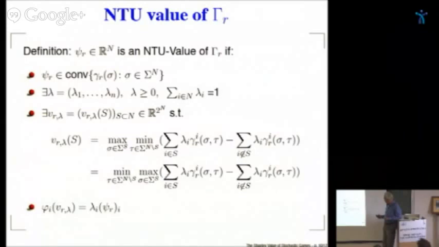And so we have as a conclusion that for every fixed R, if we look at the R-discounted stochastic game, we can define an NTU value in analogy with the way it was done for a single matrix game.